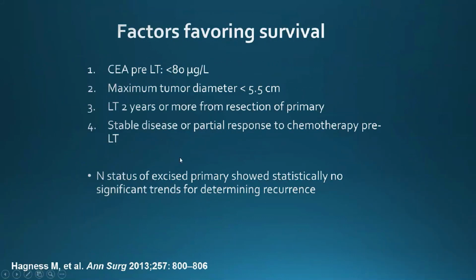However, we have to follow very strict rules in these patients. CEA before transplant should be less than 80. Maximum tumor diameter in the liver should be less than 5.5 centimeters. And liver transplant is to be done at least 2 years after resection of the primary. Some groups have decreased it to 1 year. However, this is a must. The primary has to be removed, and we follow the nature of the tumor before considering liver transplantation, especially stable disease or partial response to chemotherapy before transplantation.